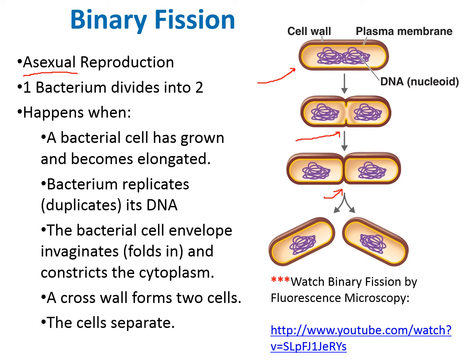Eventually, enzymes called autolysins, which are in the area just outside of the plasma membrane, begin to break down the cell wall. And this separates our one cell into two. The septum that I mentioned in this figure is also sometimes called a cross wall, by the way.